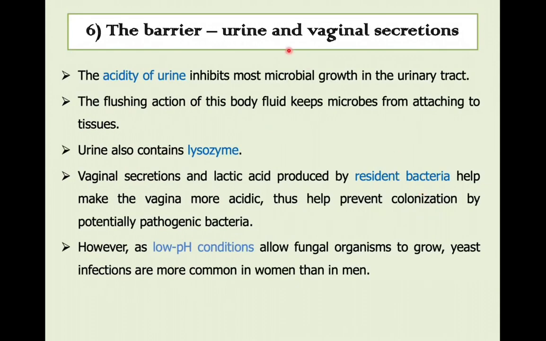Okay, number 6 is urines and vaginal secretions. Alright, urines and vaginal secretions. Okay, urines characteristics is acidity. So that's why it can inhibit most microbial growth in the urinary tracts. Not UTI. UTI is urinary tract infections. This is urinary tract sahaja.